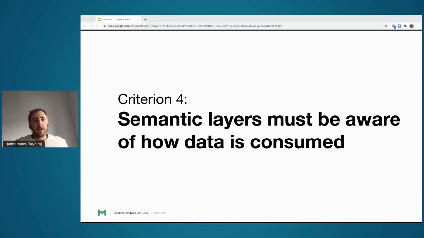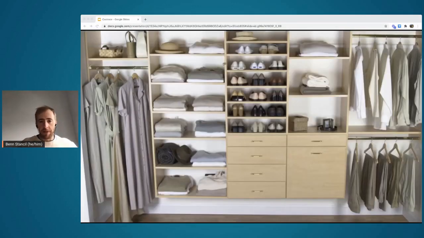So, fourth criterion: semantic layers have to be aware of how data is consumed. When we think of a semantic layer, we often think of things like data dictionaries or data documentation, where everything is nice and neat and understandable. And we all dream of building something like this that is your perfect way to look everything up, and it's all clean and perfect and everything is well documented. This is a lie. For those of you who have tried it, you know this ain't happening. You're not going to be able to build this as cleanly as you want.